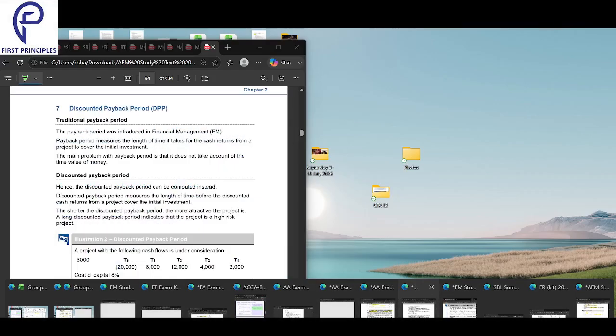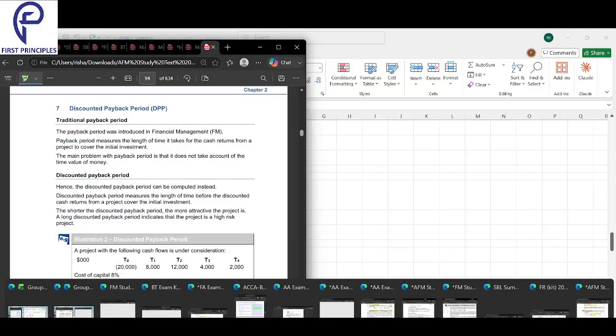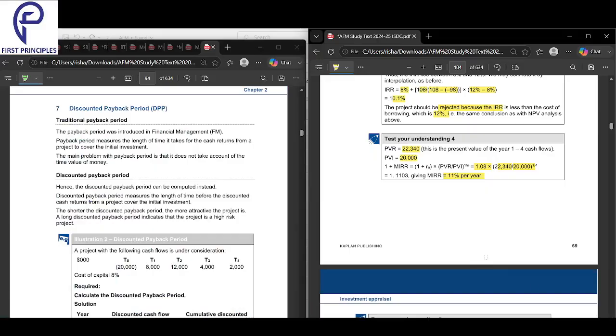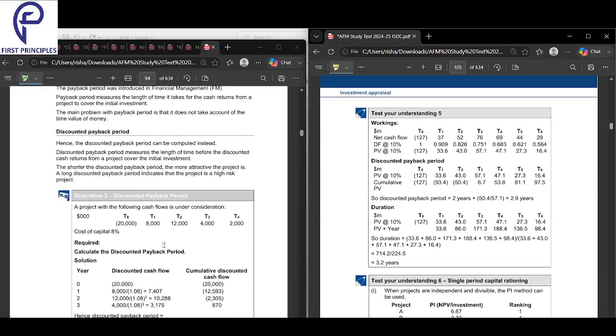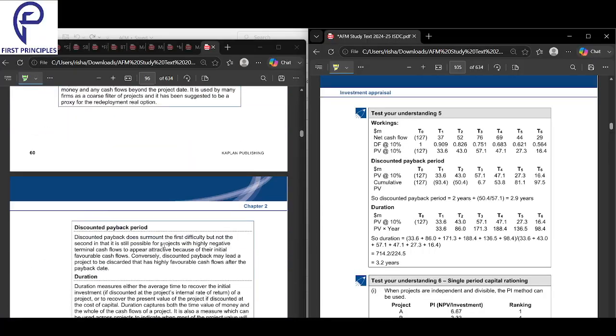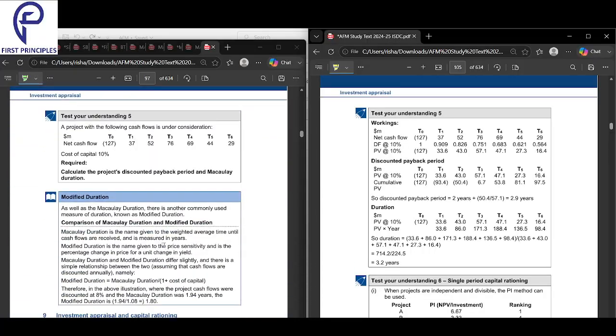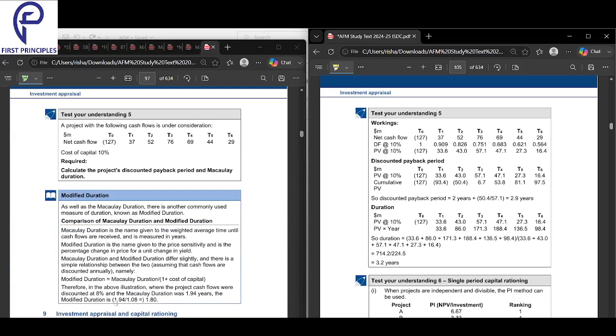I think we have a sum on this. Okay, so we'll look into how to go about the sum on this. Do we have one? We have an illustration, TYU5. So let's look into this. You have to calculate the discounted payback and the Macaulay duration. All they're asking is the discounted payback and the Macaulay duration.